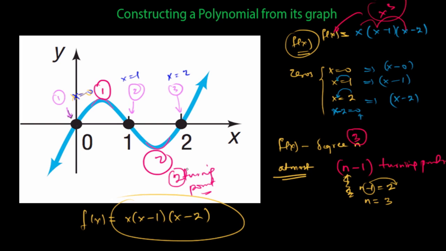To be very sure of your answer, you will observe that at this point, this point, and this point, the graph crosses. Since it crosses, the multiplicity has to be odd. The power here is 1, which is an odd number, the multiplicity of this zero is 1, which is odd, and here is also 1, which is also odd. That verifies that your answer is correct.